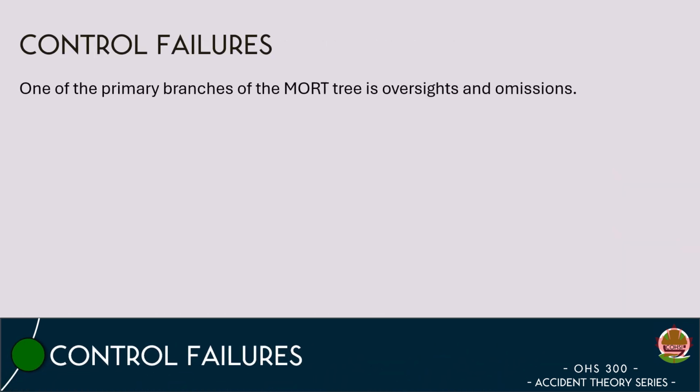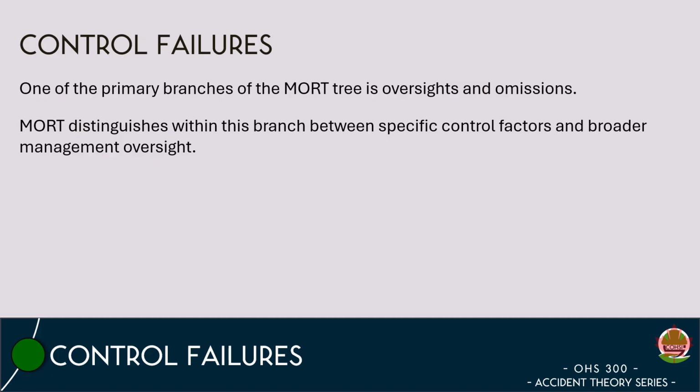One of the primary branches of the MORT tree is oversights and omissions. This branch captures failures related to the design, implementation, and execution of specific controls intended to prevent accidents. Within this branch, MORT distinguishes between specific control factors and broader management systems and oversight.